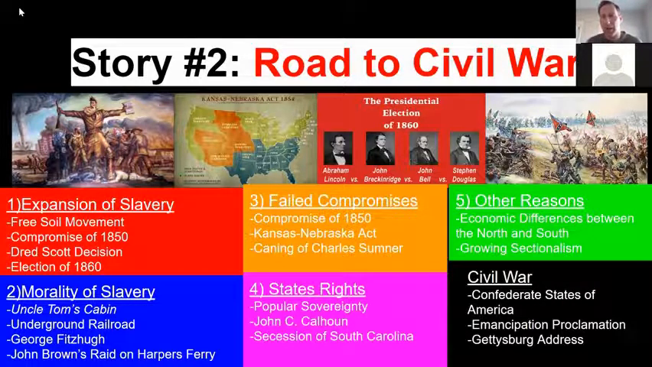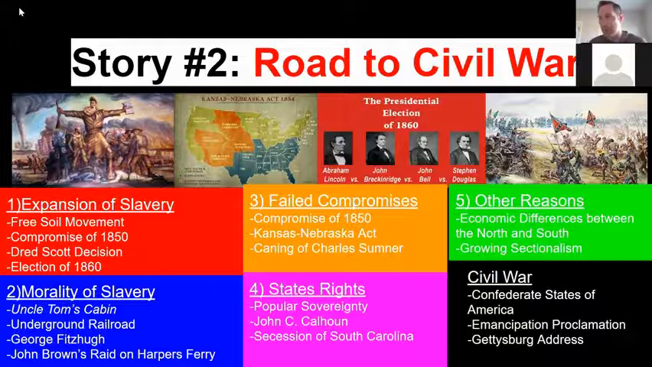John C. Calhoun argues that the states have the right to secede or nullify laws if they want. And this becomes the basis for the secession of the South, which begins with South Carolina after the election of 1860. Now, there are actually other causes of the Civil War, too, that you should know.